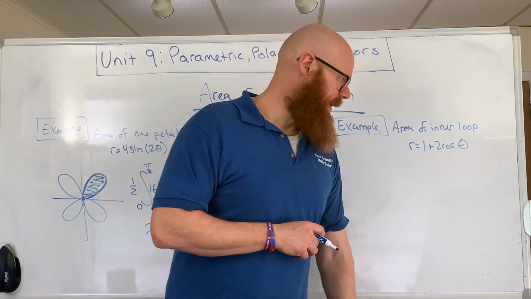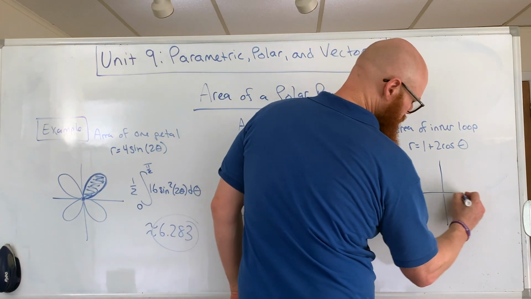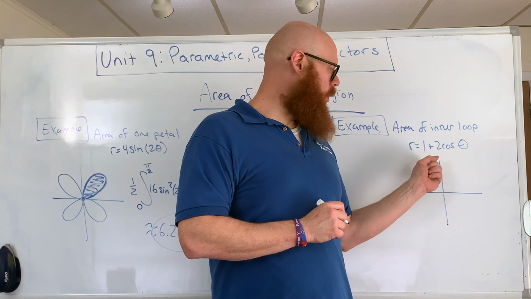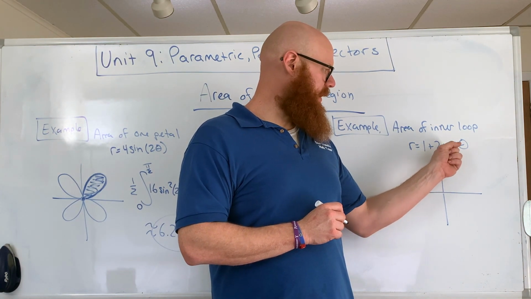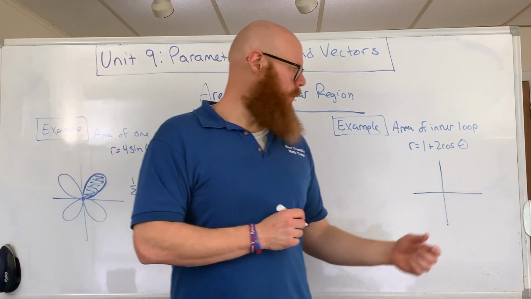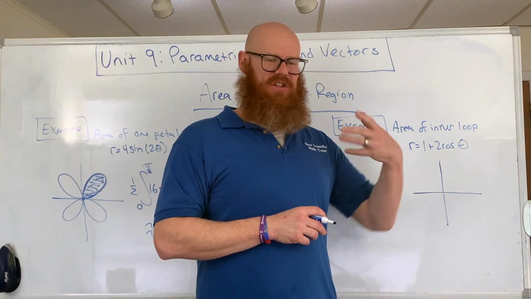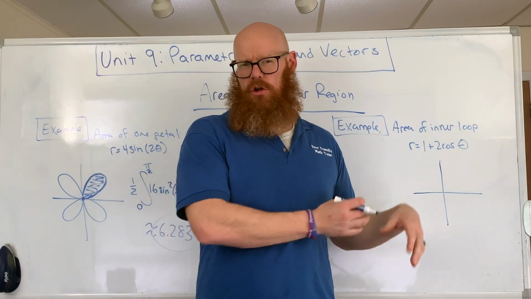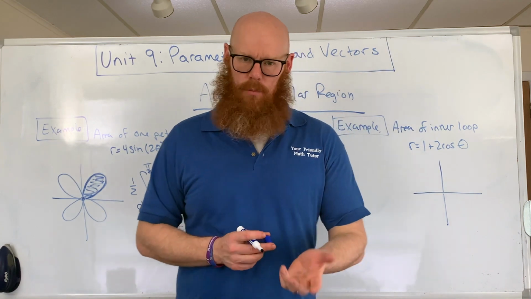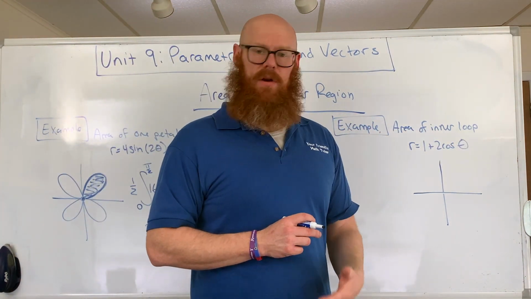Here we've got an inner loop. So let's take a look at the graph. This is of the form a plus or minus b cosine theta, or you could insert sine theta there. That is going to be a limacon. And there are different types of limacons. One of them is a cardioid, another one is a dimpled limacon, and another one is a limacon that has an inner loop. So they're telling us here that it does have an inner loop.